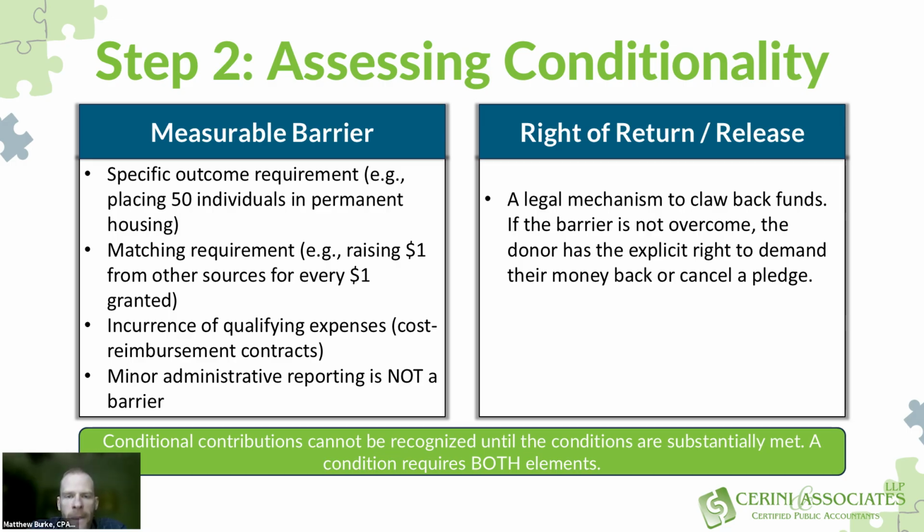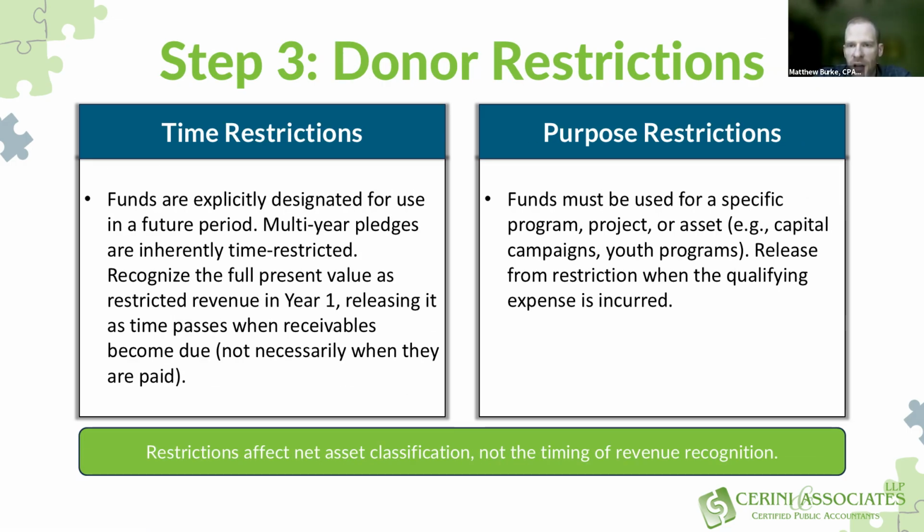So now we're past the condition argument. We're getting into restrictions. Restriction and condition sound like the same word. I wish they were something different here, but they're not. And this is, again, muddying the waters a bit and adding to the reasons why organizations don't always account for these correctly. The key distinction at the bottom: restrictions affect net asset classification, not the timing of the revenue recognition.